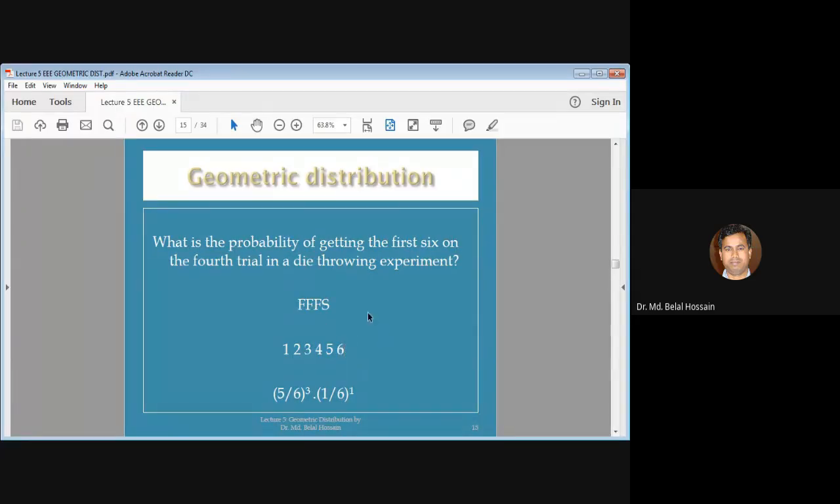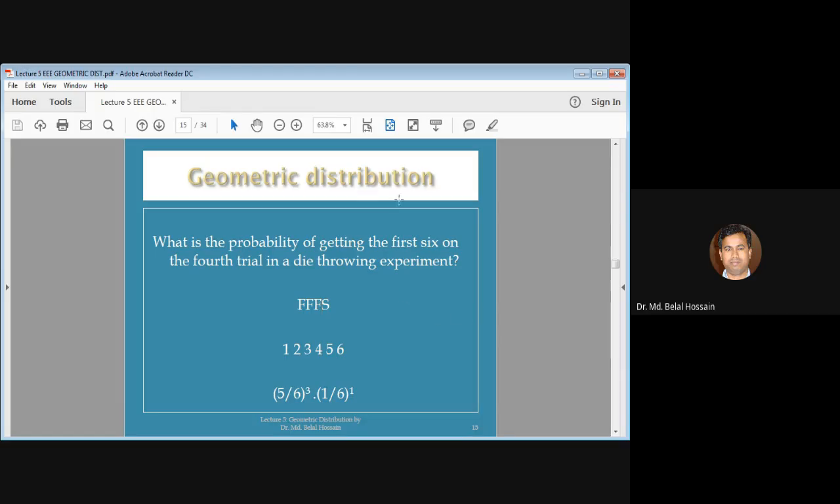So the probability of getting the first 6 on the 4th trial is 5 by 6 to the power 3, because this is the individual probability and it happens 3 times until the 4th event, and that is a success. So 1 by 6 to the power 1. So 1 is negligible here, 1 by 6. So if you find the product here, that is the probability of getting the first success in the 4th trial.